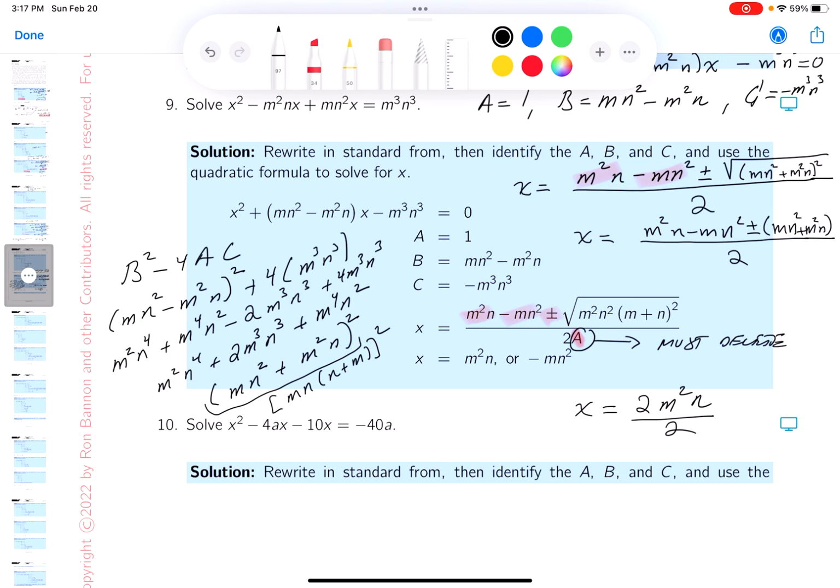Let's make sure of that. Yep. And if I do the minus, what do I get? I get minus 2mn squared over 2. Let me make sure I'm saying that right. Yeah, that looks pretty good. What does this give us? M squared n. What does this give us? Minus mn squared. Are we getting those answers? Let's take a look. We got it.